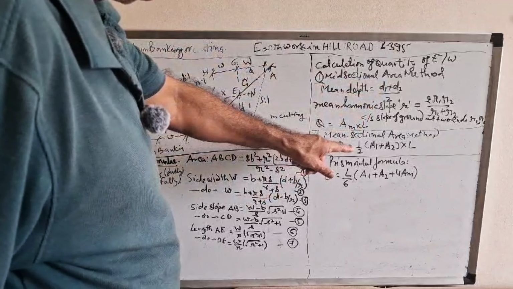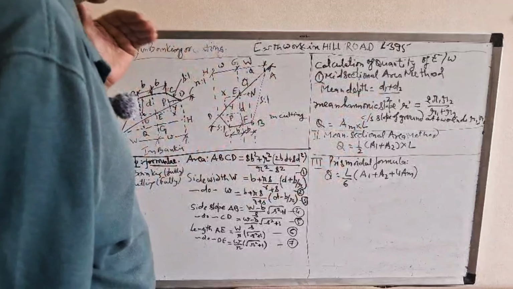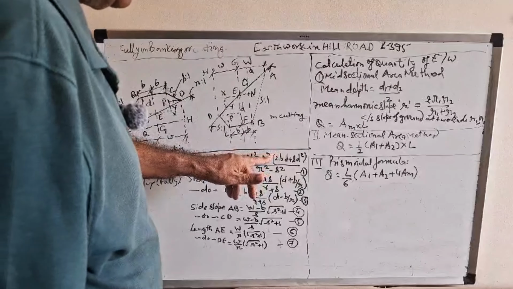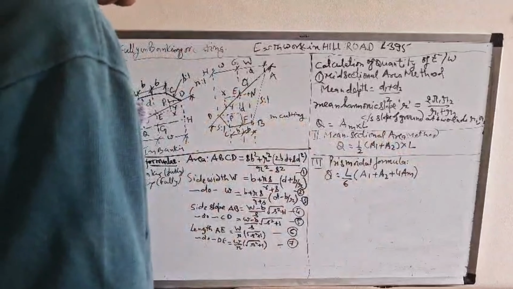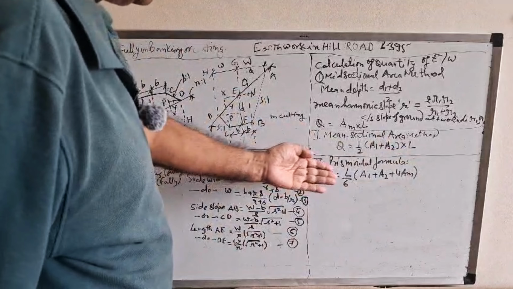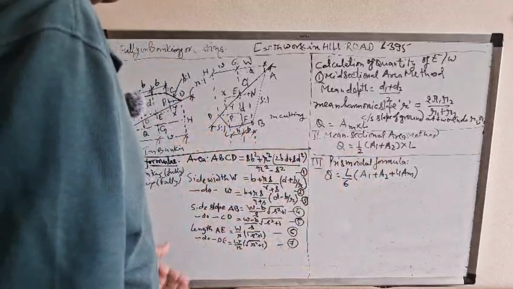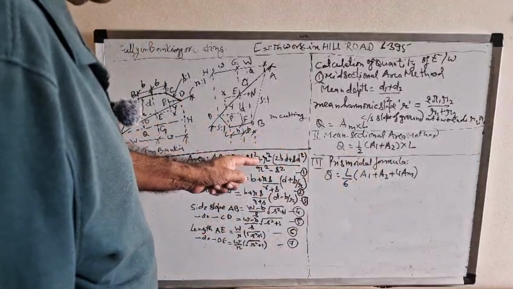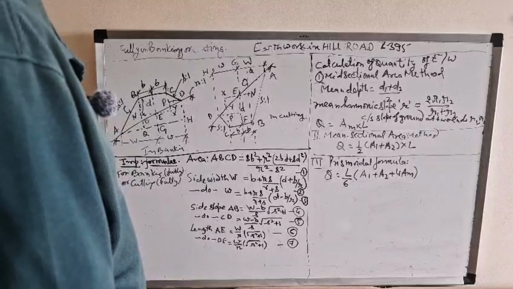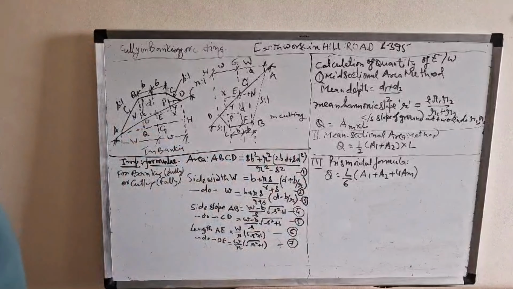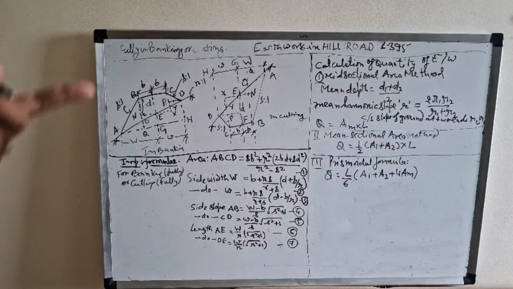For the mean sectional area method, we use 1 by 2. For A1 you put D1 in this formula, and for A2 you put D2, then take the average of A1 plus A2 and multiply by L. The third is the prismoidal formula, where you can use L by 6 into A1 plus A2 plus 4AM. For A1 you use this formula putting D1, for A2 you use D2, and for AM the average can be taken. In this way you can calculate by using the prismoidal formula, which we have done in the plain areas. In hilly areas you can use the same type of problem, but the area is governed by this formula.